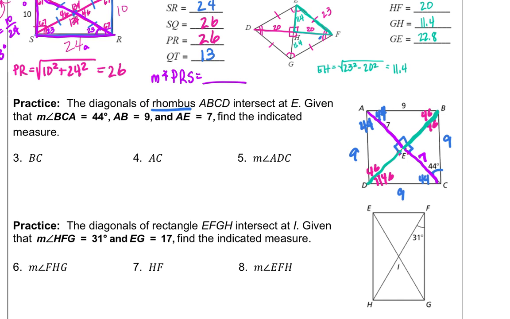Okay. So BC is 9. AC is this entire diagonal, so that would be 14. And then it says the measure of ADC, A to D to C. 46 and 46 is 92 degrees. So they didn't ask for that, but if they did, make sure that you're always doing Pythagorean theorem because you have right triangles. Or trig, because now you have those things.